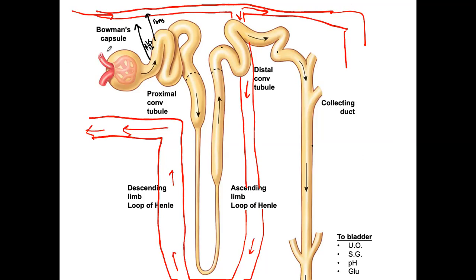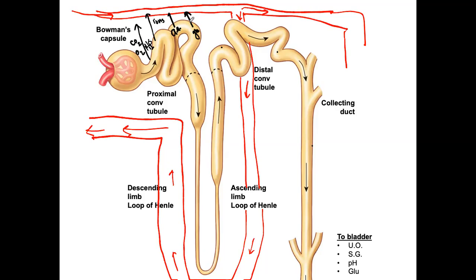So water, let's see, CO2, O2, right? Your amino acids and your glucose. So pretty much everything gets pulled in there or gets reabsorbed back into the blood from the proximal convoluted tubule into the blood.